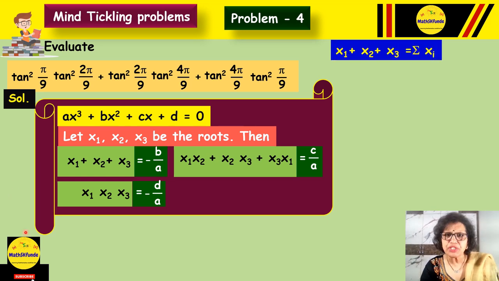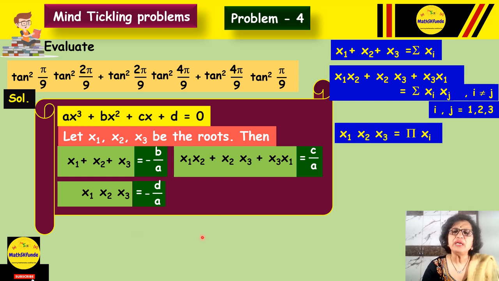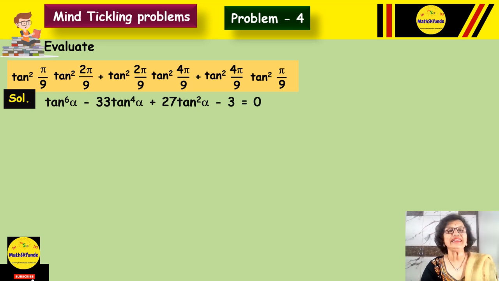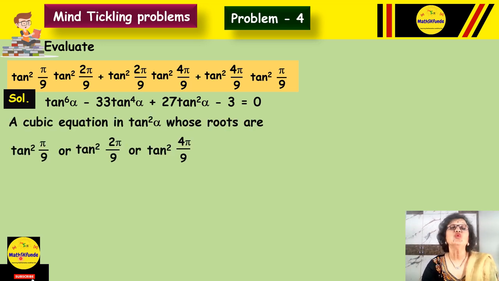And there is another notation also which people tend to write. Now the choice is yours, whichever way you want to write, you can either follow this or follow this. Now let us get back to our original equation, right? The original equation is tan 6th alpha minus 33 tan 4th alpha plus 27 tan square alpha minus 3 equal to 0. Now we know how to write the sum of the roots, etc. Right? So this is a cubic equation in tan square alpha whose roots are tan square pi by 9, tan square 2 pi by 9 and tan square 4 pi by 9.